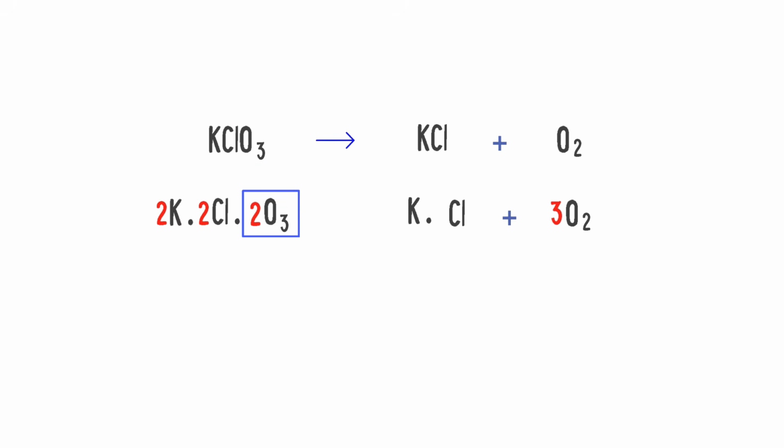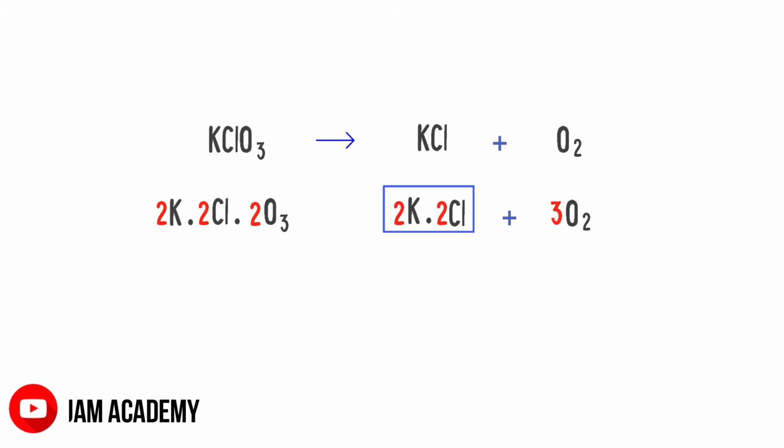So there are 6 atoms of oxygen also present in reactants. There are 2 atoms of potassium and 2 atoms of chlorine present in reactants. So multiply this potassium by 2 and also this chlorine by 2. So 2 atoms of potassium and 2 atoms of chlorine are also present in products.